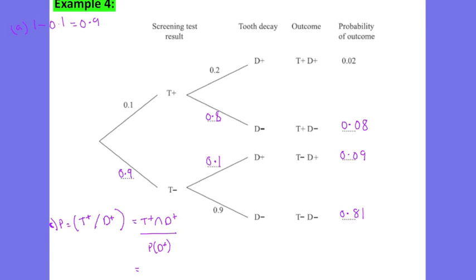So, looking here on our diagram, the probability of T positive here and T plus here. So we have 0.02 divided by the probability of D positive. This one and this one, here and here, here and here. So we must add these up, 0.02 add 0.09 gives us 2/11.